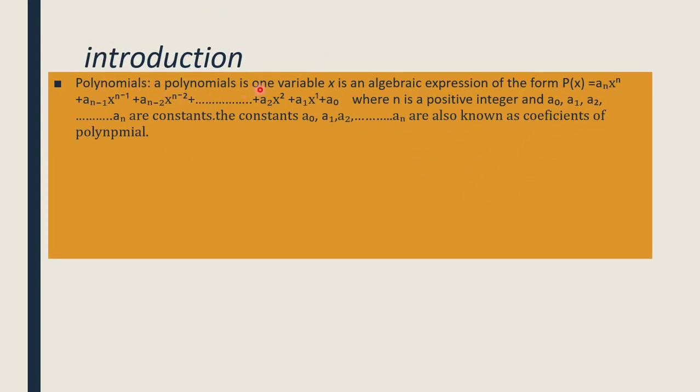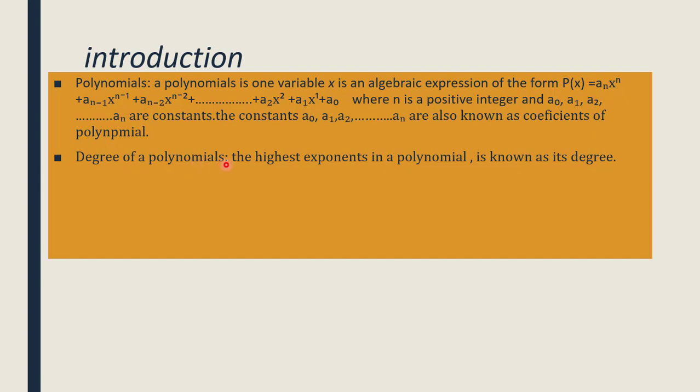Polynomials. A polynomial in one variable x is an algebraic expression of the form p(x) = a_n x^n + a_(n-1) x^(n-1) + a_(n-2) x^(n-2) + and so on + a_2 x^2 + a_1 x^1 + a_0, where n is a positive integer and a_0, a_1, a_2, a_n are constants. The constants a_0, a_1, a_2, a_n are also known as coefficients of the polynomial.